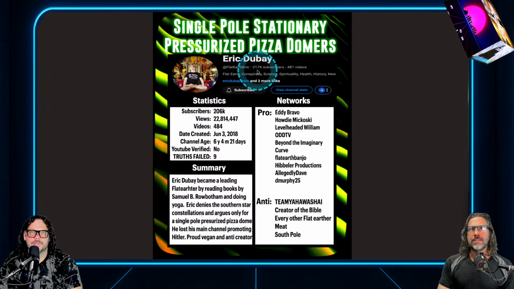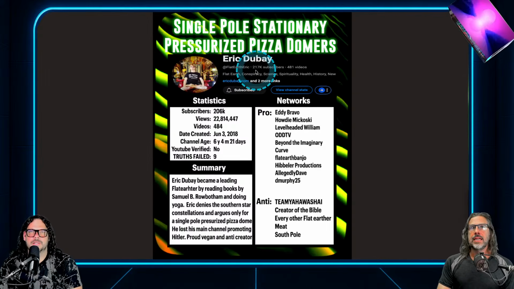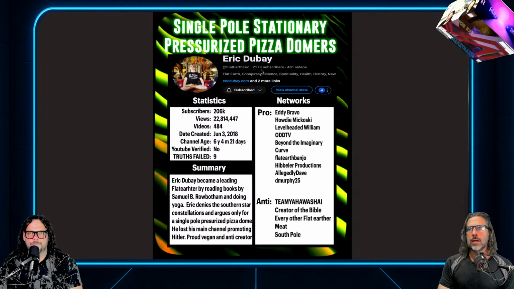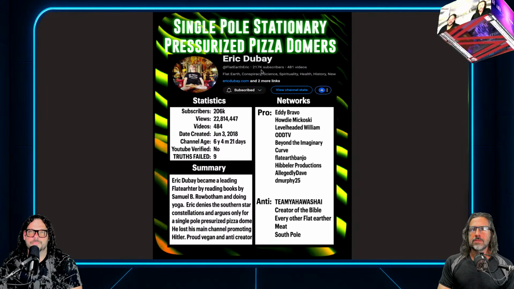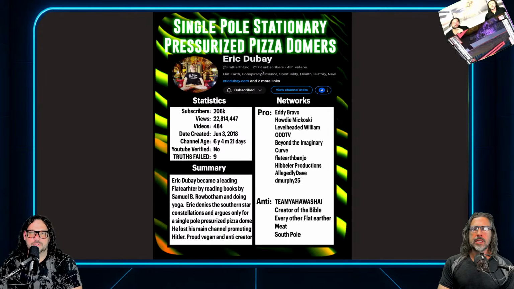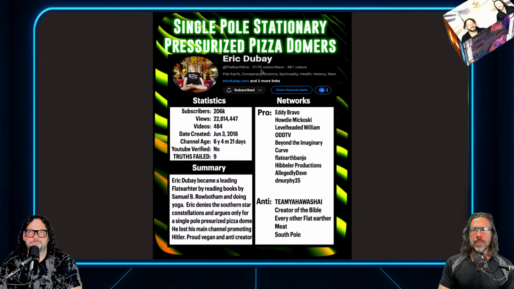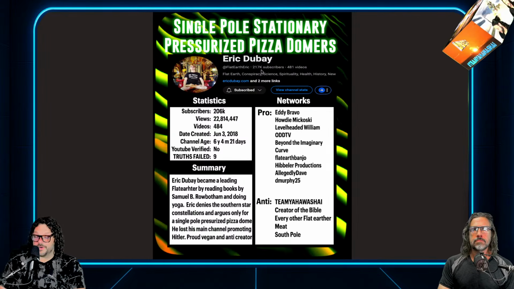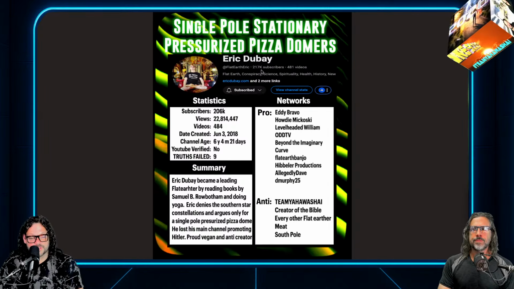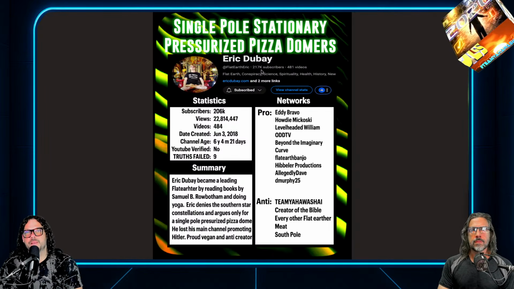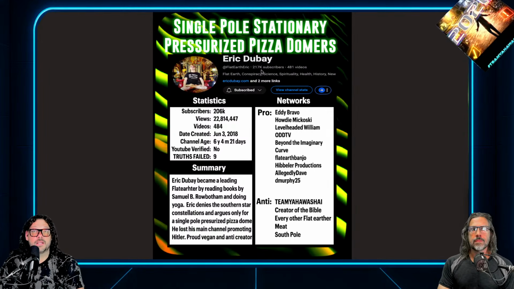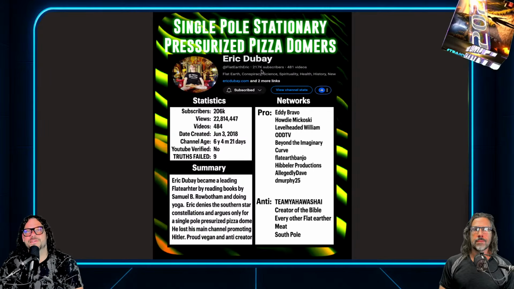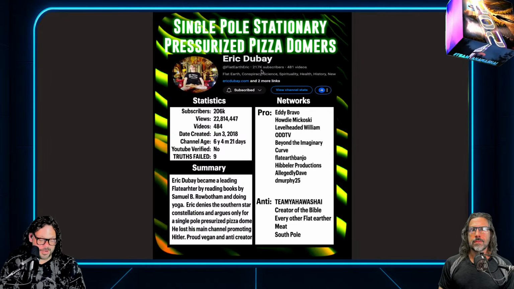And the first card that we have is Eric Dubay. When you made this, he had 217,000 subscribers. I think it's like 240 now. This isn't his first channel. It was taken down. But let's talk a little bit about Eric Dubay and the role that he plays in Flat Earth. Yeah, he's got a very large role. He was one of the original content creators. It says here he became a leading flat earther by reading books by Samuel Rowbotham and doing yoga. Eric denies the Southern Star Trail constellation, so I can stop there.